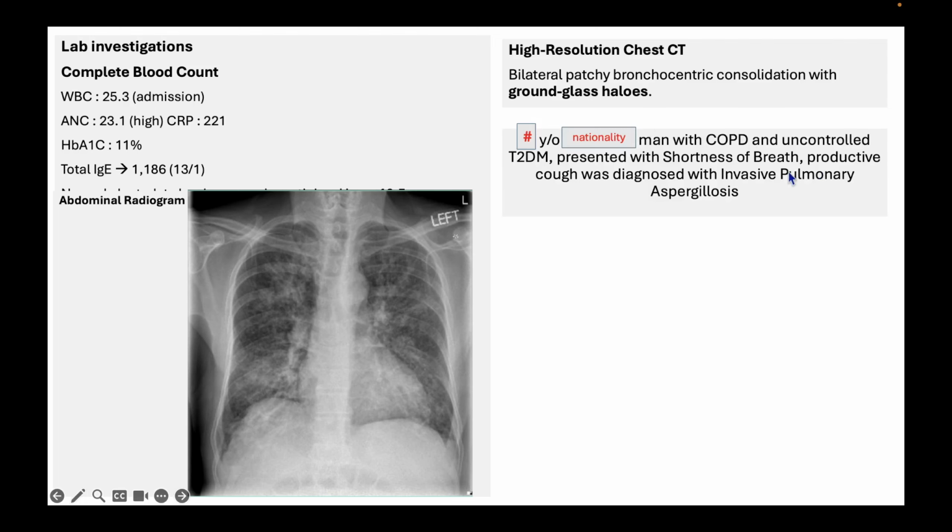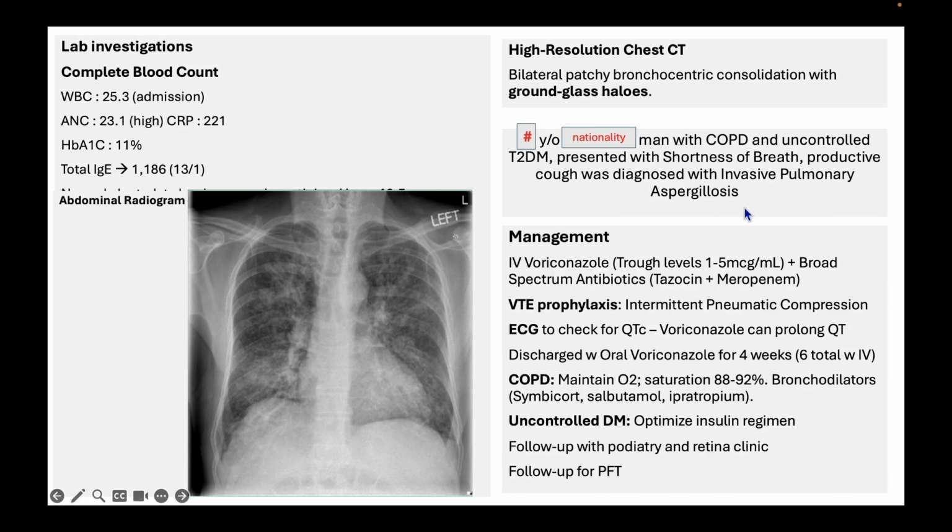And then you end with just like a summary of your patient, okay? So, something-year-old Mexican man with COPD and uncontrolled type 2 diabetes mellitus presented with shortness of breath, productive cough, was diagnosed with invasive pulmonary aspergillosis. And what was the management for this patient?